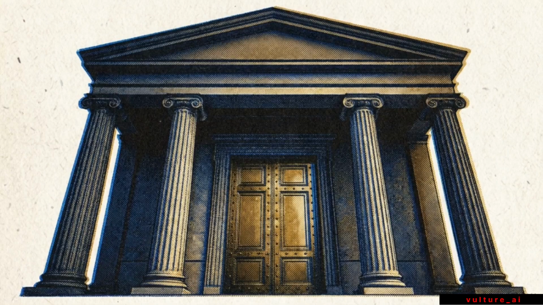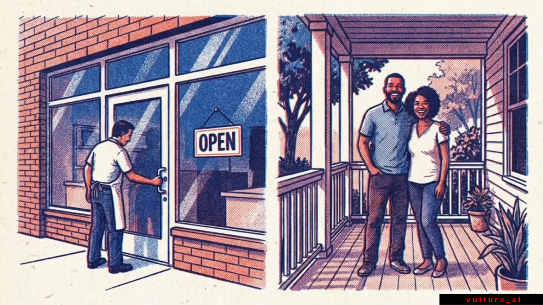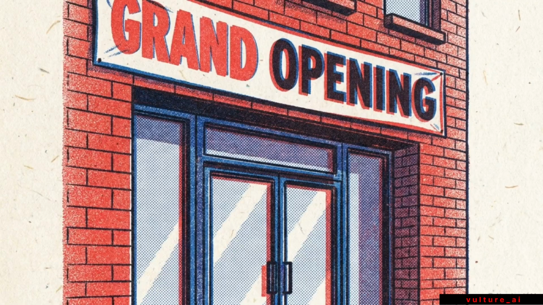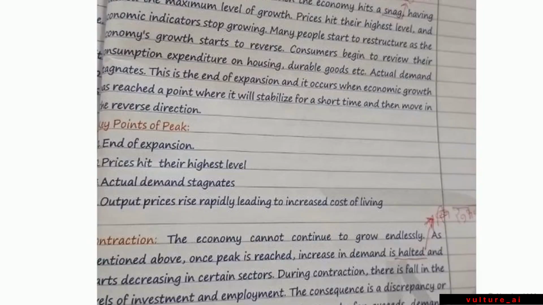When central banks keep interest rates low, the influx of cheap credit allows both businesses and consumers to take on debt, which acts as a direct catalyst for further expansion. Eventually, the economy reaches a point where resources are fully utilized and prices hit their maximum level. This is the peak. At this stage, actual demand begins to stagnate as the cost of living outpaces wage growth.